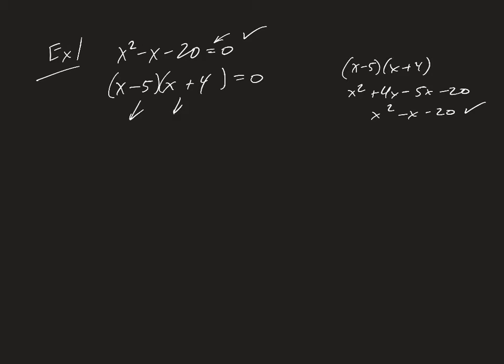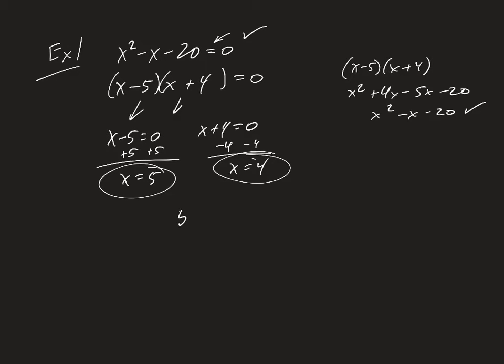Now it's time to solve. Let me back up. You want to set each factor equal to 0, and then you're solving two mini equations in a way. So x equals 5 or negative 4. And sometimes it's written as a list in braces like that.